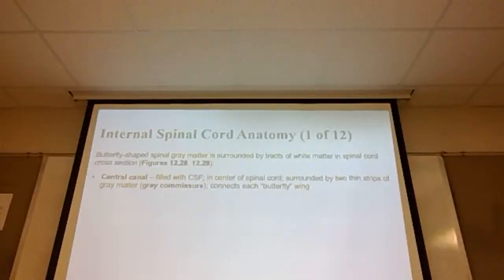All right, so let's pick back up with the internal spinal cord anatomy. The gray matter of the spinal cord is a butterfly-shaped structure found within the spinal cord. It is surrounded by two tracts of white matter, in the spinal cord cross section. The central canal is filled with cerebrospinal fluid. It's found in the center of the spinal cord. It's surrounded by two strips of gray matter, which connects each of those butterfly-looking wings.